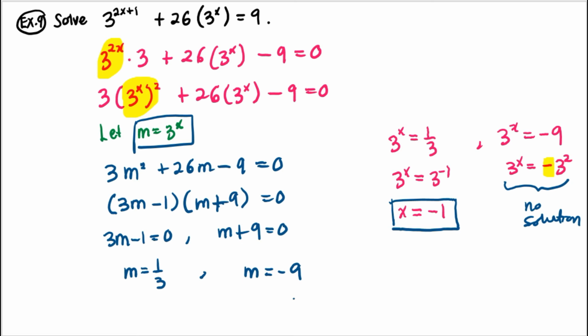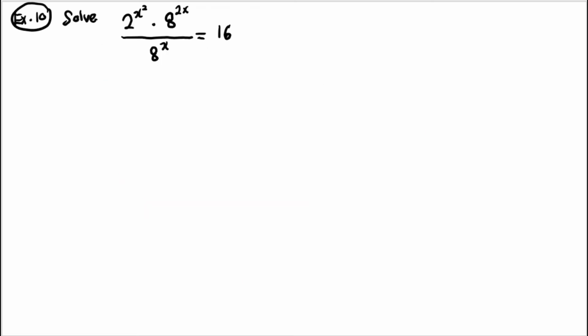Now, let's get to example number 10 here. We need to solve for the variable x. So we have to modify a little bit, and maybe we can put the base as base 2. The simplest base should be base 2 in this case. So we try to modify.